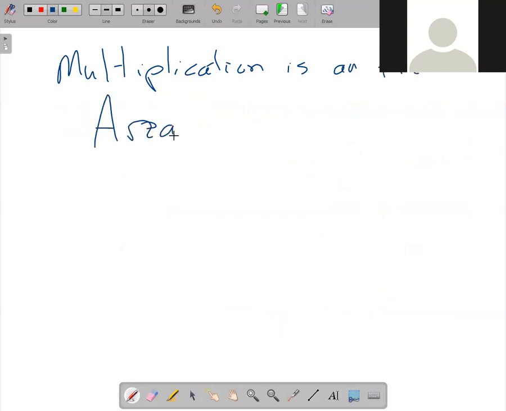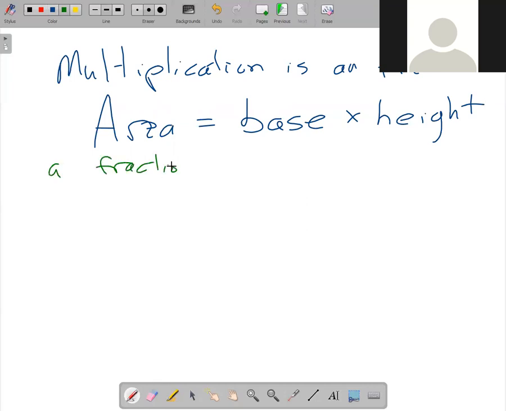Area is some base by some height. What's a fraction again? Equal parts of a whole. I'm just going to remind ourselves of that. Fraction. Because it doesn't matter if we know what the whole is, we can't find an answer if we don't. Okay, so we have to know what a whole looks like. So a fraction is some equal parts of a whole.